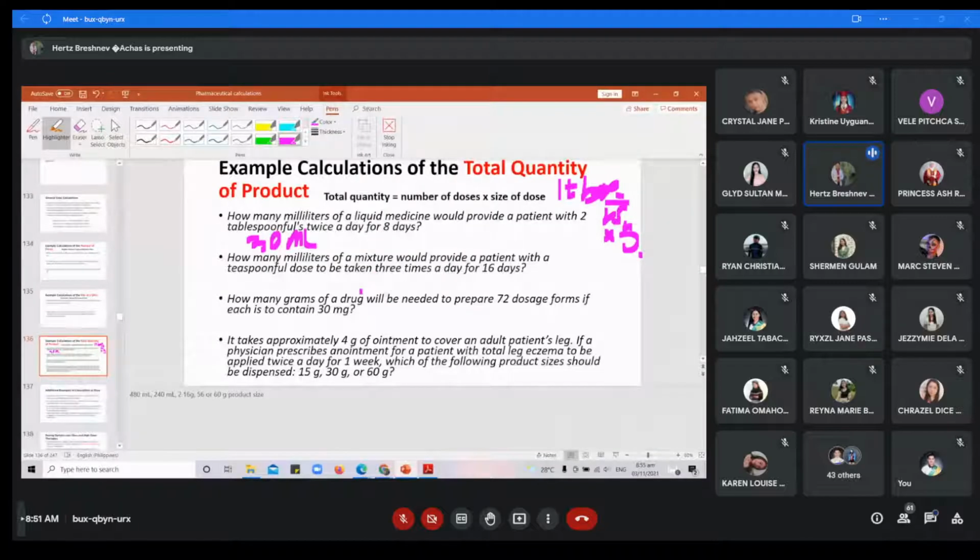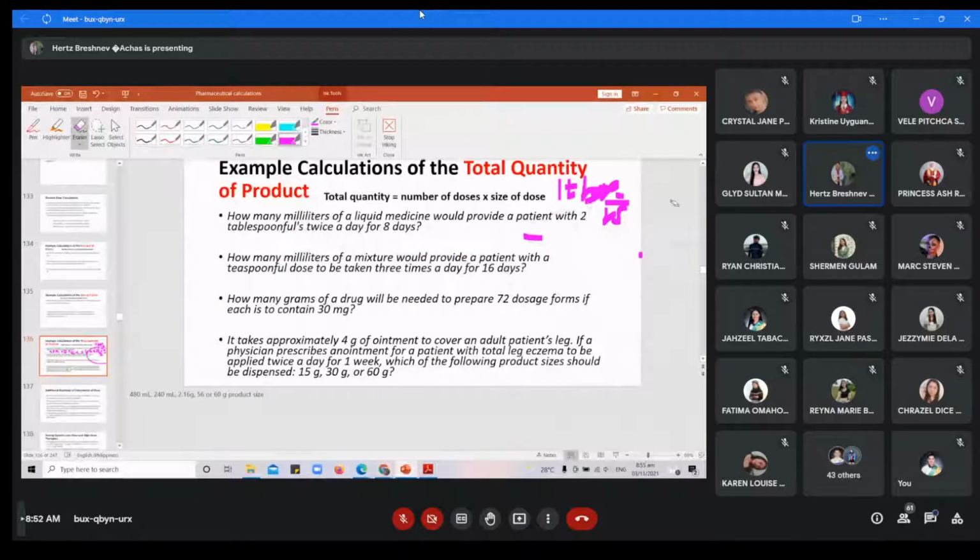So duha ka teaspoonful 15 plus 15 is 30. Now the question here is twice a day. So ikaduha sa isa ka adlaw, so times 2. So 30 times 2 is equivalent to 60 ml na siya. Times 8 days. So 60 ml times 8 days is equivalent to 480 ml. Okay, let's proceed.